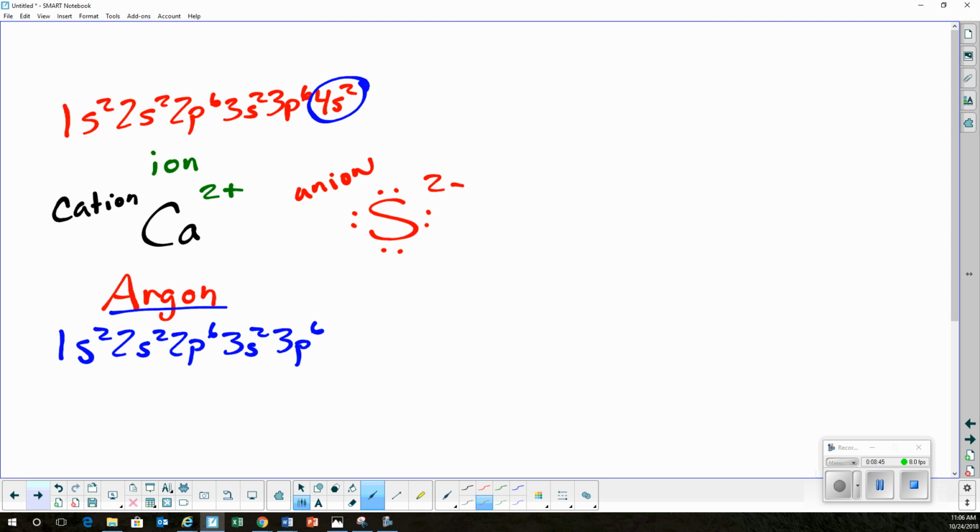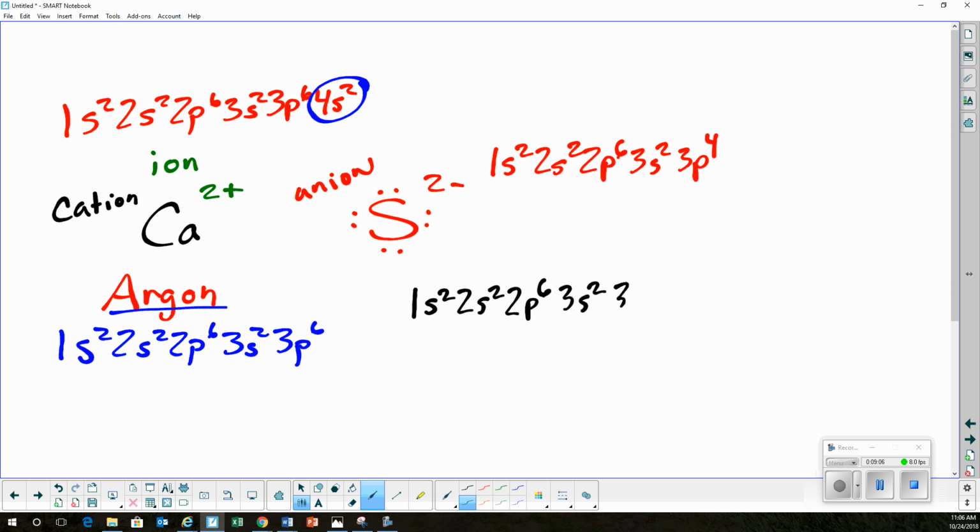Okay, so originally we should have had 1s2, 2s2, 2p6, 3s2, 3p4, correct? When we added 2 electrons, we end up with 1s2, 2s2, 2p6, 3s2, 3p6, which again is argon. Okay, anybody having problems with that? Need me to do another one? Okay? All right, so basically what we're saying is it's isoelectronic with, meaning it has the same outer shell as that one.